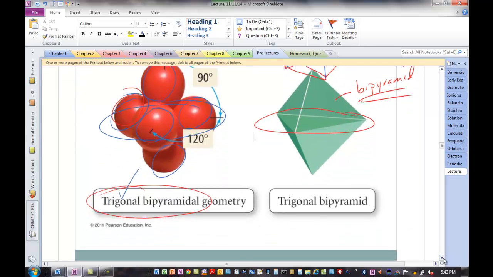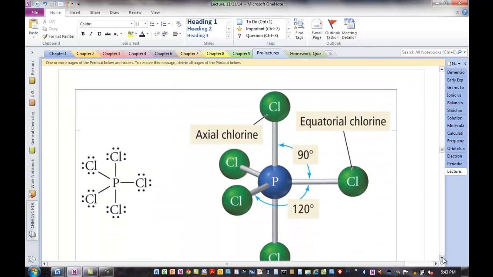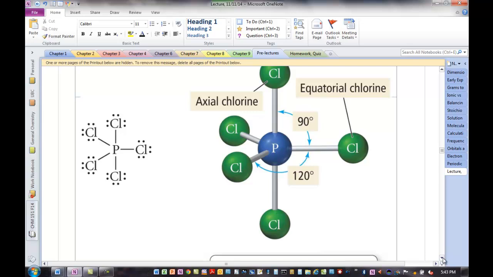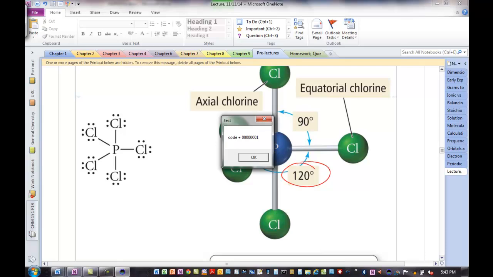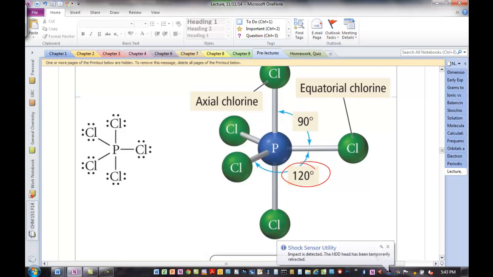Okay, and bond angles. Let's see if the bond angles are shown better on the next slide. So trigonal planar, this should not surprise you. We talked about a trigonal planar bond angle of 120. Pair going up, pair going down. Clearly there is a 90-degree angle, both of those there.